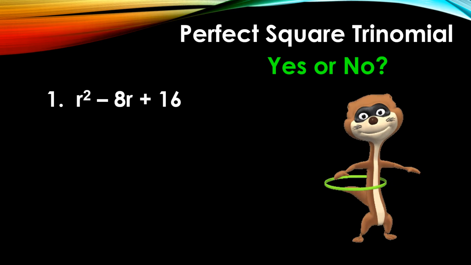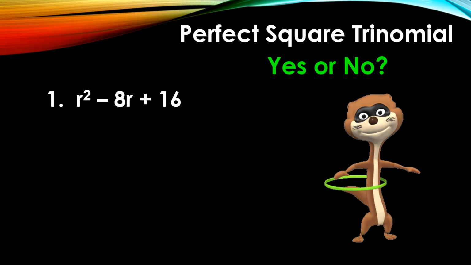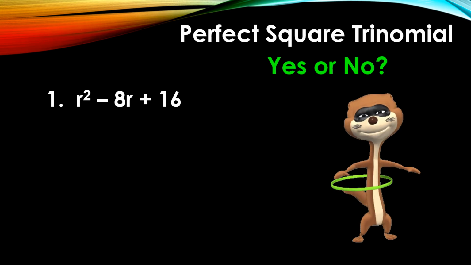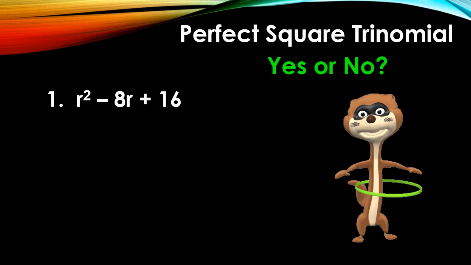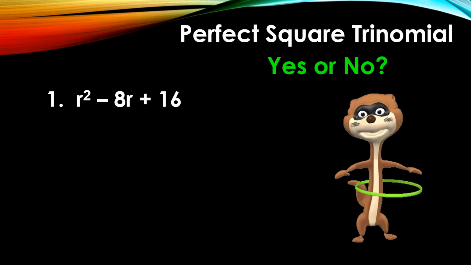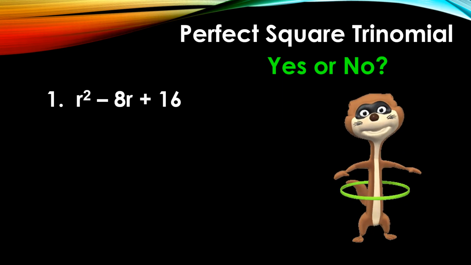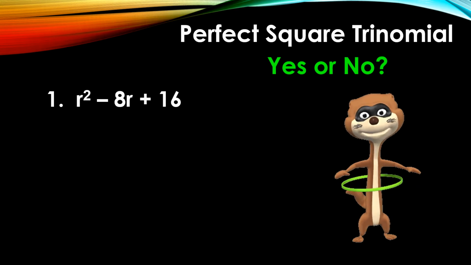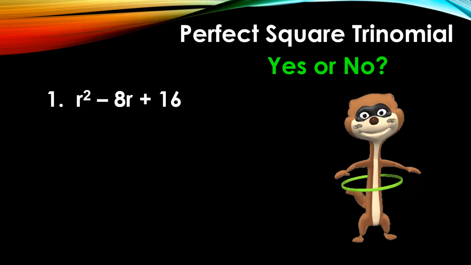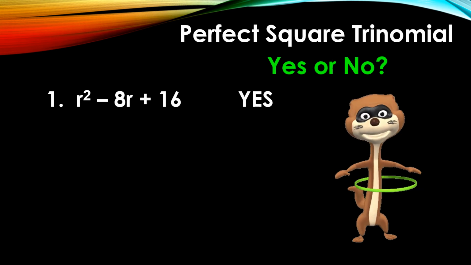Now, let us consider these examples. Is it a perfect square trinomial or not? R squared minus 8r plus 16. R squared is a perfect square. 16 is also a perfect square. Since the square root of r squared is r, and the square root of 16 is 4, and the product of r and 4 is 4r, and twice of it is 8r, which is the middle term. Therefore, our first example is a perfect square trinomial.